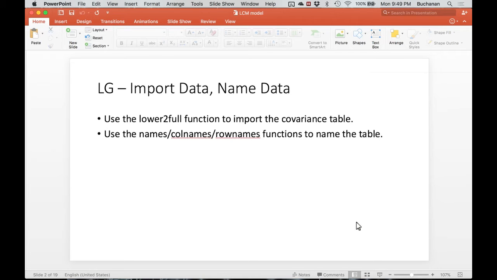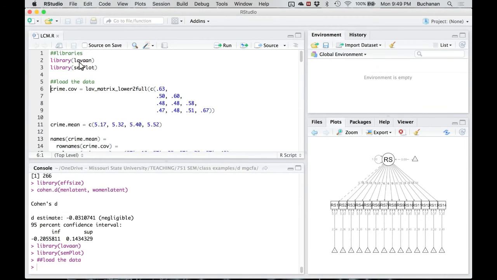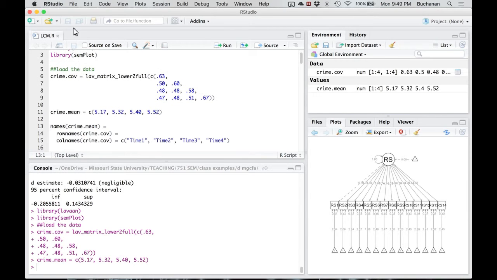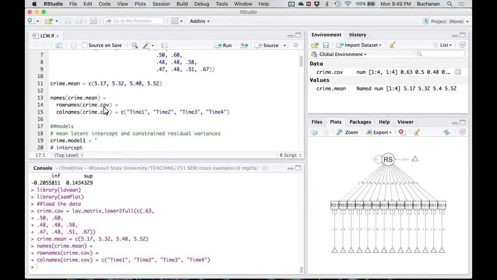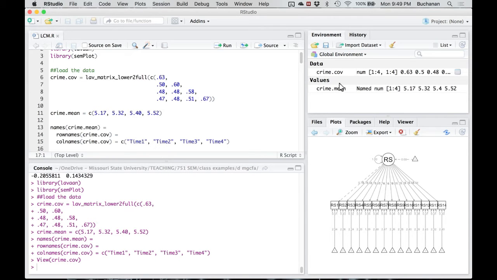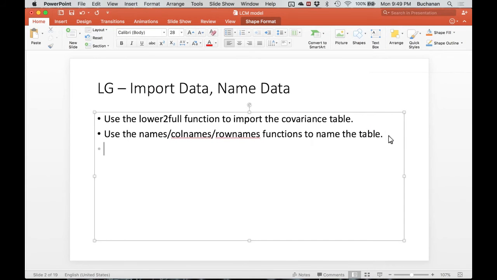So we have a covariance table, so we have to remember to import that table. And in a latent growth model, you have to have the means because it is a means and covariances model, just like multi-group models. So we have to have those with our covariance table. So we're going to name those means, then the table itself. If I click on it over here, I see that it's labeled time 1 through 4, and then our means have names as well. So it's a named number over here. Okay. So that is something new, and I forgot to put that in the notes.